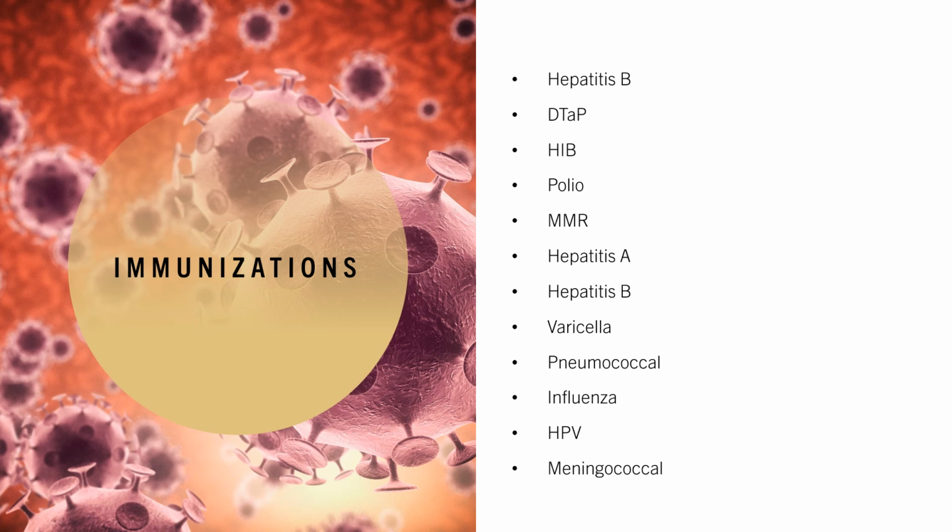Everybody's heard of influenza vaccines, and we should give that to every kid who's older than 6 months. There's 3 different types of influenza vaccines. There's an inactivated, a recombinant, and a live attenuated type. Frequently, parents will choose the live attenuated type of flu vaccine because it's intranasal.